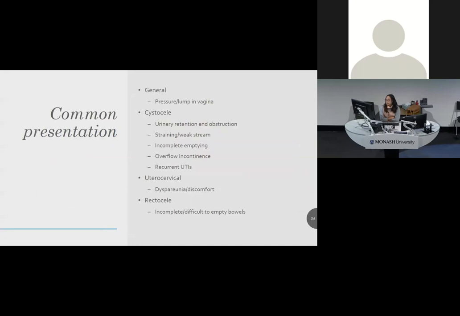So your common presentations for prolapse, generally they'll feel a pressure or lump in their vagina and they'll say it's really uncomfortable, it feels funny. If they have a cystocele, they'll come in with urinary symptoms. So urinary hesitancy and obstruction, straining or weak stream. It's kind of like your benign prostatic hypertrophy symptoms, but in a woman. So incomplete emptying, overflow incontinence and recurrent UTIs as well. In terms of uterocervical prolapse, they might have a bit of discomfort when they have sex. And rectocele, they'll have trouble emptying their bowels, have to go multiple times a day, feel like they haven't finished, things like that.